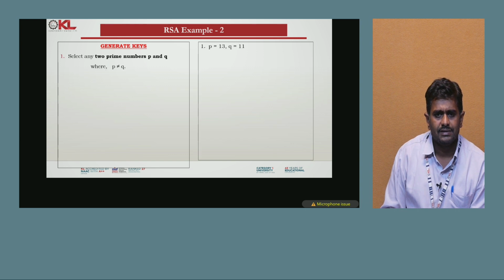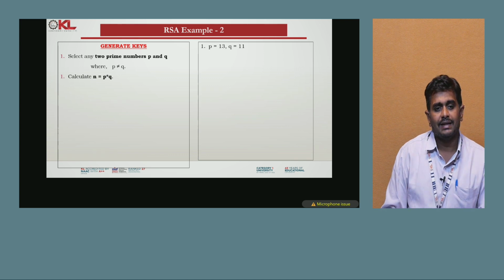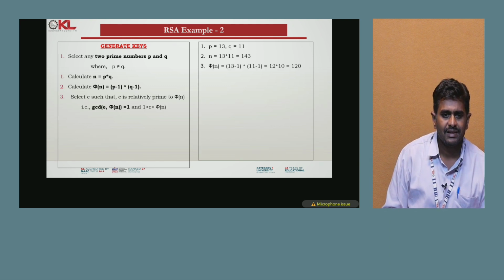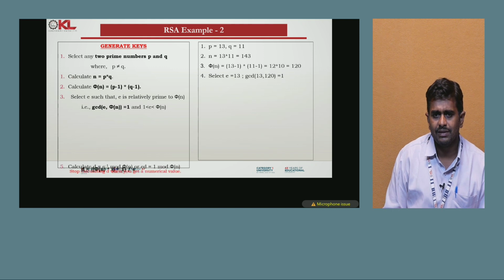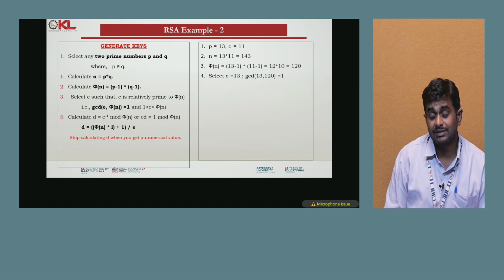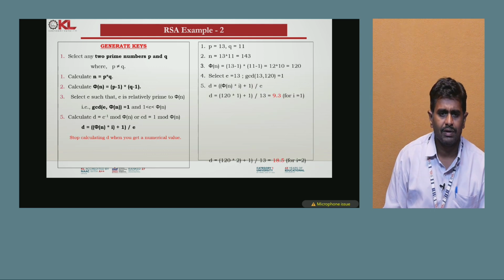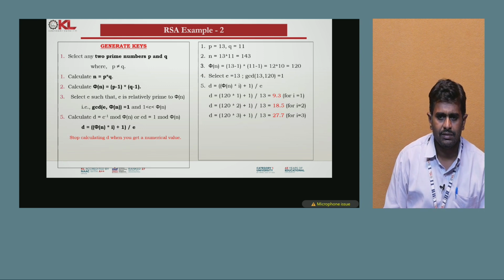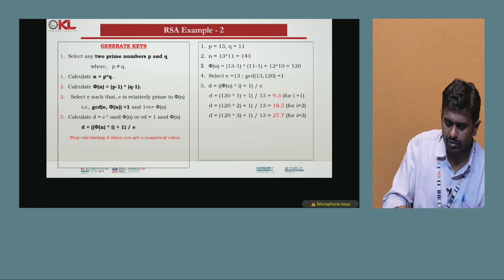So, generating keys, here is another example. Generating keys: p equal to 13, q equal to 11, and calculate the n value, that is 143, phi n value, that is 120. Now select the e value, that is 13. Here I take 13, greatest common divisor of 13 and 120 equal to 1. Here we calculate the d value. If I select i equal to 1, I got 9.3. If i equal to 2, I got 18.5.